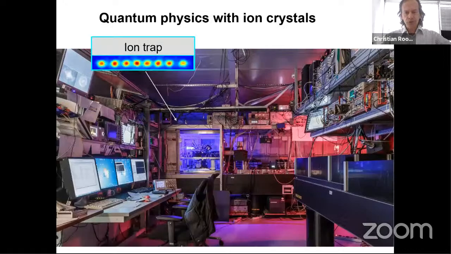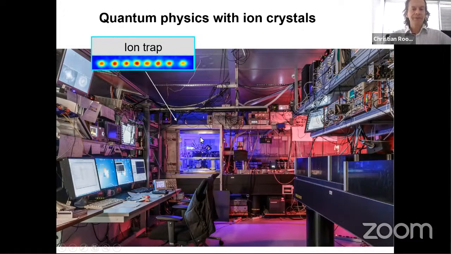But let's start with a look into a lab where a quantum simulation experiment is carried out. You can see here the hardware that is needed on two optical tables. This hardware consists, on the one hand, of the ion trap. I hope that you can see my cursor here. If not, maybe someone can raise their hand or make me aware that this is not working.